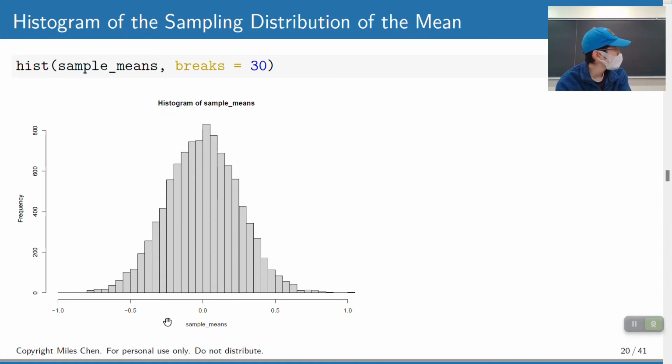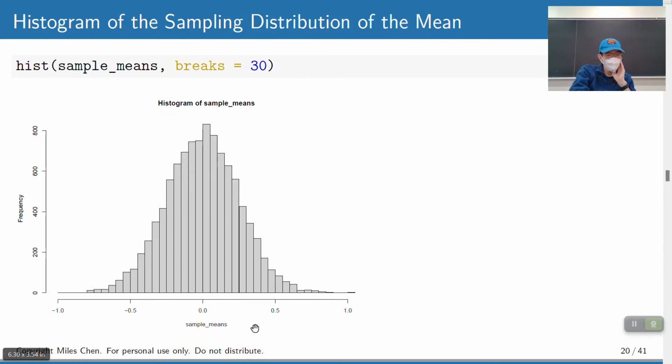It's not exactly the normal distribution because this is the result of 10,000 random samples. If I approached infinity, it would be the normal distribution, but excuse me, we're not there yet. If I did 1,000,000 or 1,000,000,000, it would look a lot more like the normal distribution. But basically, this is the normal distribution.